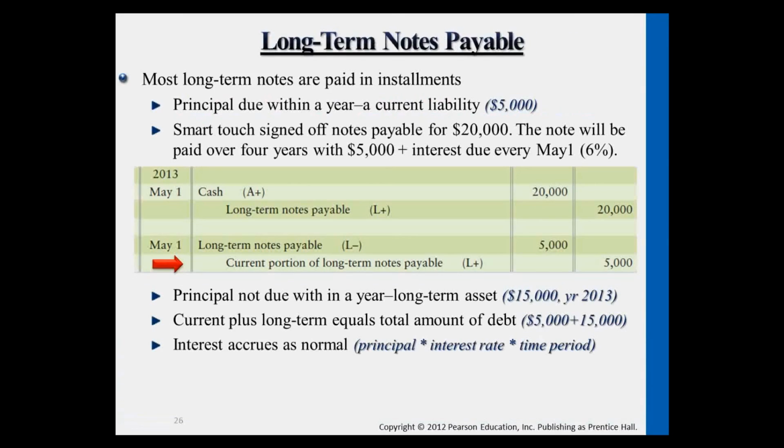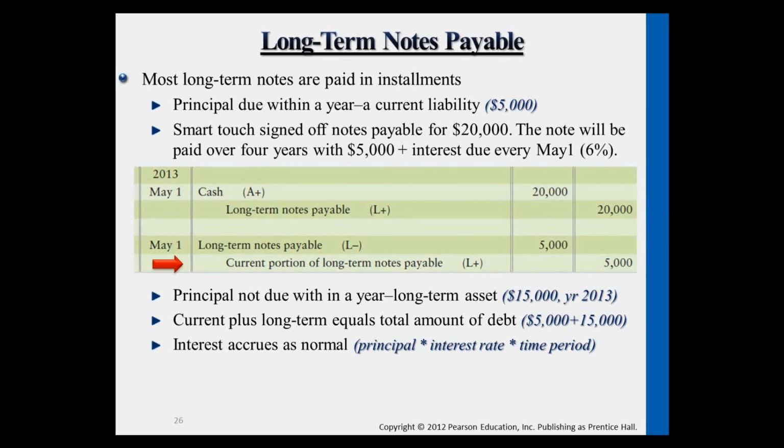Okay, so based on the note that we just showed you here, we created a note, we reclassified the part that belongs to this entire year. When it comes to next year, May 1st, $5,000 is due. So by the end of this year, December 31st, the end of the accounting period, we need to estimate interest that applies to this note.